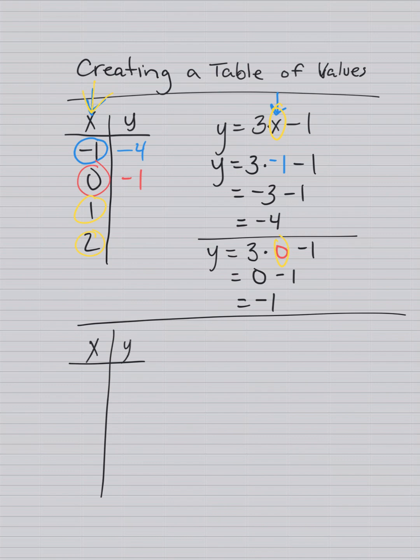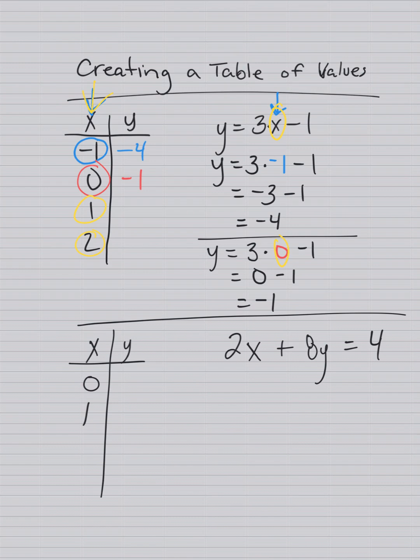Let's look at one that might be a little bit harder. So let's say I have the equation 2x plus 8y equals 4. And we're going to pick the numbers 0 and 1. And we'll see how much time we have to do one or both of those.